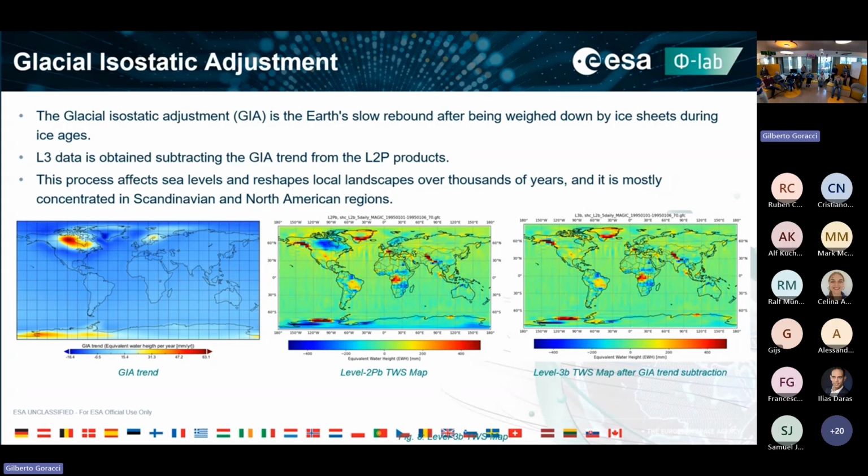As you can see from the pictures, on the left you have the GIA trend. Then in the central panel, you have the level 2P, which means uncorrected for GIA, and then the final level 3B products after the subtraction of this trend. And you can see that there are these blue patches, especially in North America and Northern Europe, which disappear after the correction.